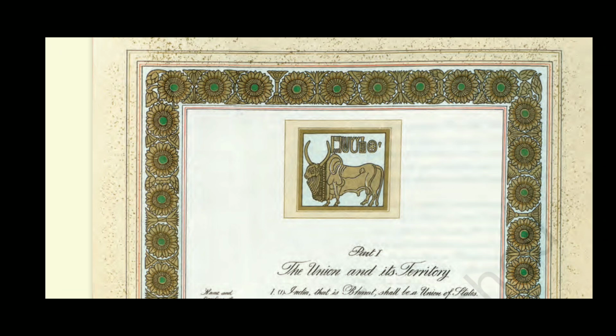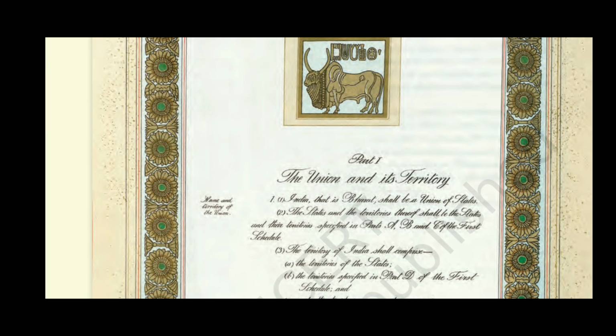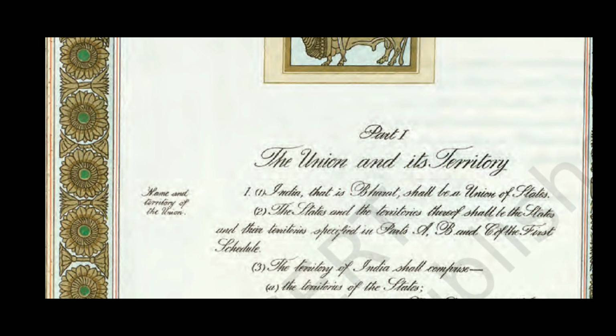Then there is a picture. We try to read it. Part 1. The Union and its territory. India, that is Bharat, shall be a union of states. The states and the territories thereof shall be the states and their territories specified in parts A, B and C of the first schedule. The territory of India shall comprise the territories of the states, the territories specified in part D of the first schedule, and such other territories as may be acquired.